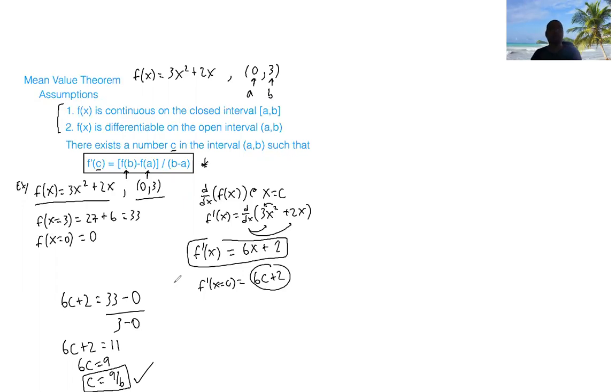And so just a quick recap. Given some function f, in this case, I gave you this math equation, and we wanted to first check to see if our function satisfies these first two assumptions, that our function is continuous on the closed interval from a to b. In this case, we said from 0 to 3. We want to check if it's differentiable on the open interval from 0 to 3. And because we have a polynomial, we know that our function is both continuous and differentiable.